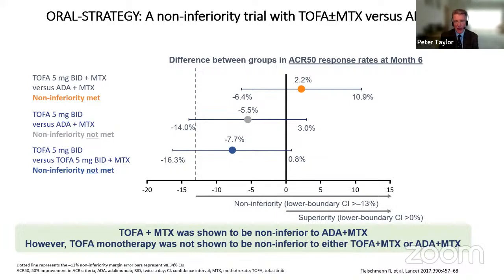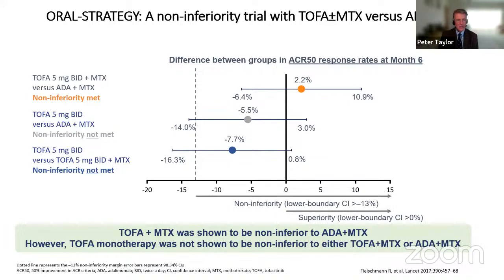So, in fact, on average, there was a 2% outcome which favored tofacitinib, but the lower confidence interval was minus 6.4% and the upper was 10.9%. So that lower confidence interval is above the lower boundary of non-inferiority of minus 13%. And that means the combination is non-inferior.